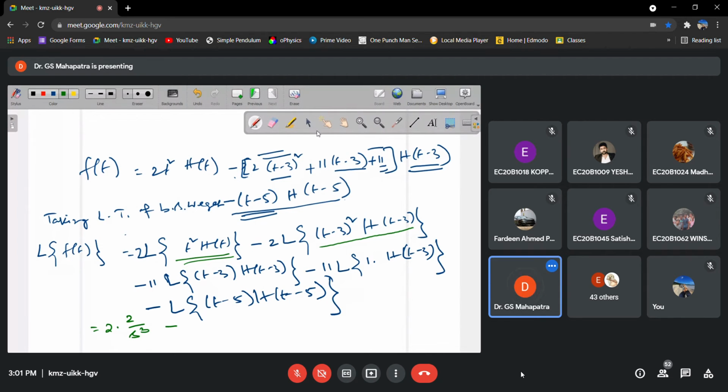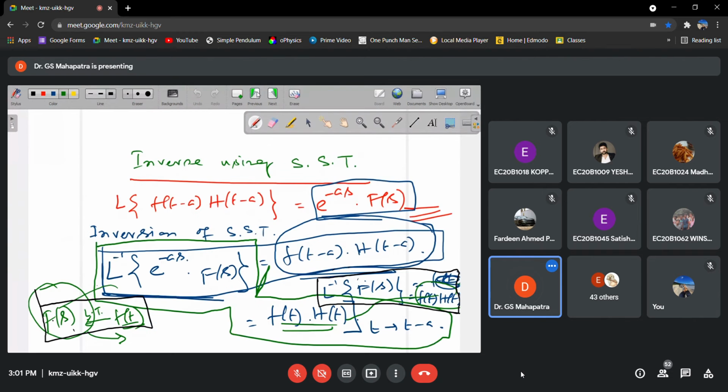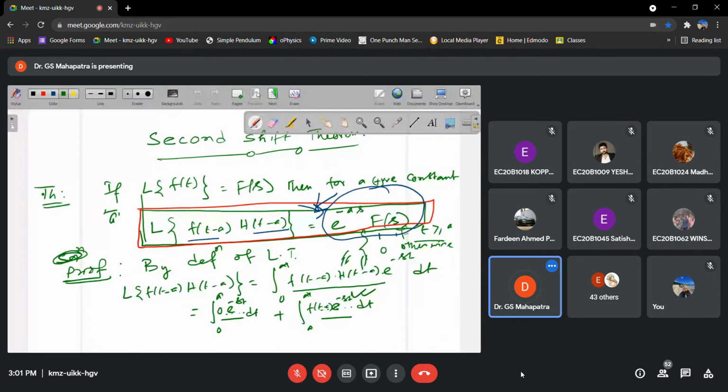Should I go back? Okay, previous. What is that? (t minus 3) whole square, and then h of t minus 3. Correct. So what will be the answer? Just e power minus 3s into 2 by s cube, into the Laplace transform of t square, correct? Sorry, t minus 3 whole square. If f of t is there, then f of t square and t replaced by that, that is also correct, no problem. So I will go next.